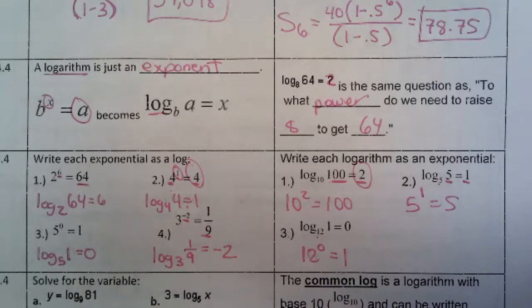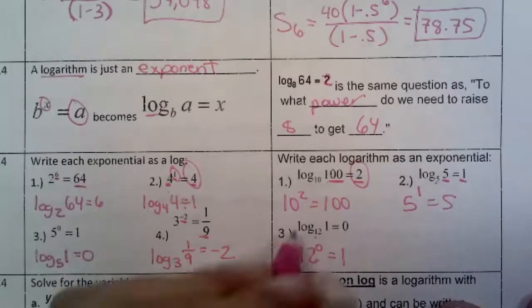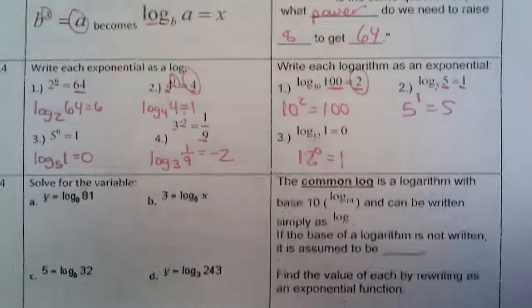Okay, all of those are correct. We know those are correct. We know that 12 to the 0 power equals 1. We know that 10 squared equals 100. We know that 5 to the 1st power equals 5.